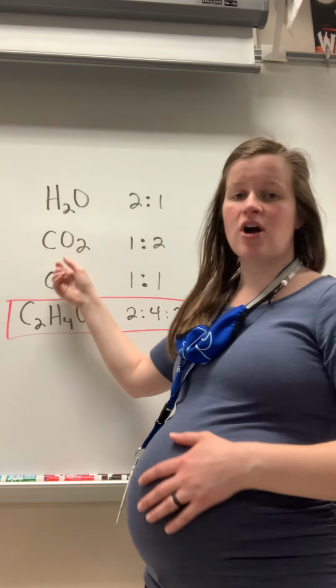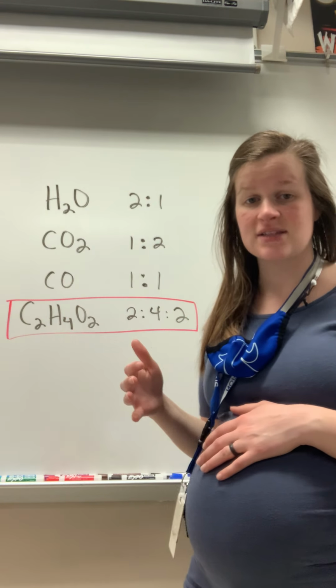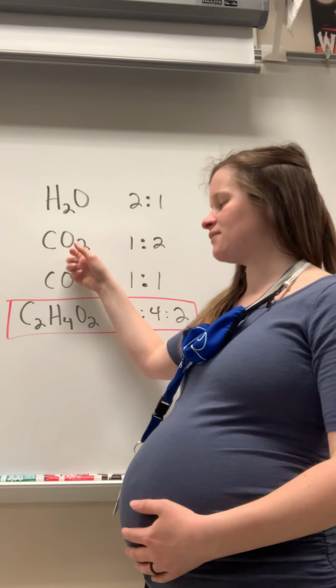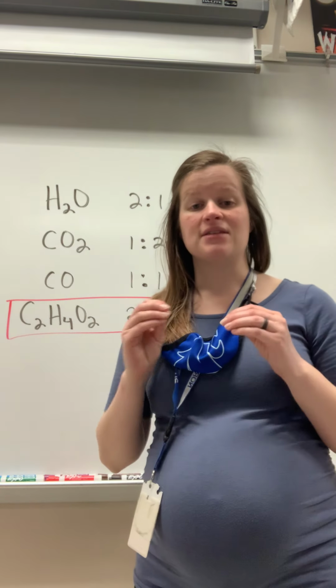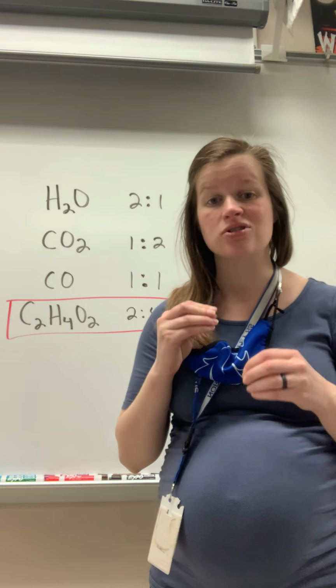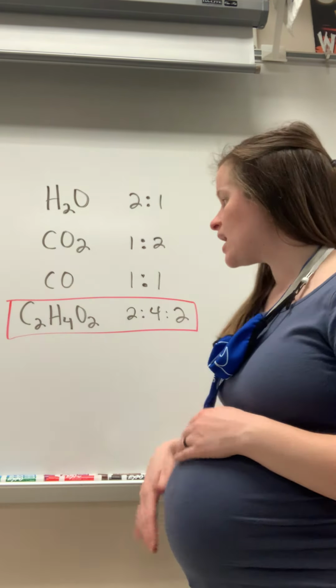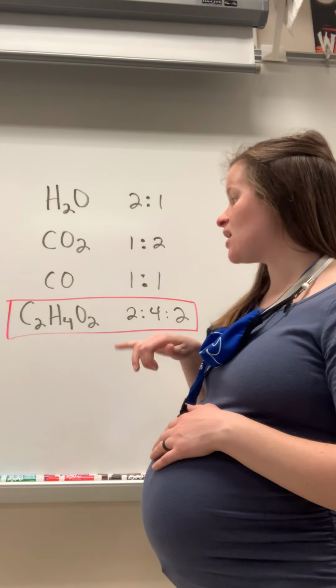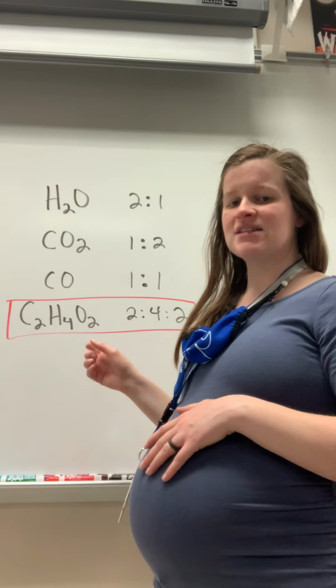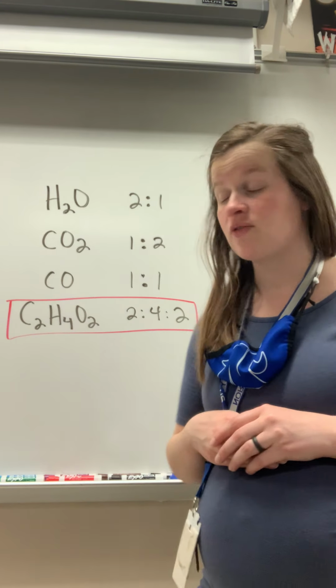And then down here we have carbon dioxide. Carbon dioxide is also an empirical formula. It's a 1-to-2 ratio. For every 1 carbon, I have 2 oxygens. Again, simplest whole number ratio is the empirical formula. Another example is carbon monoxide. It's a 1-to-1 ratio.